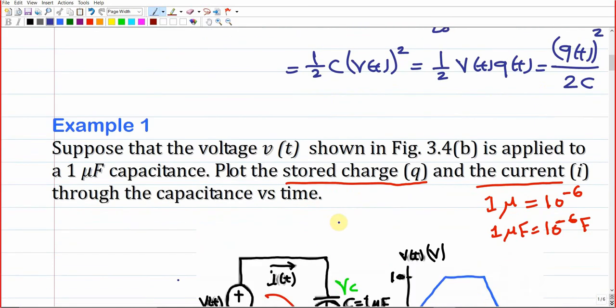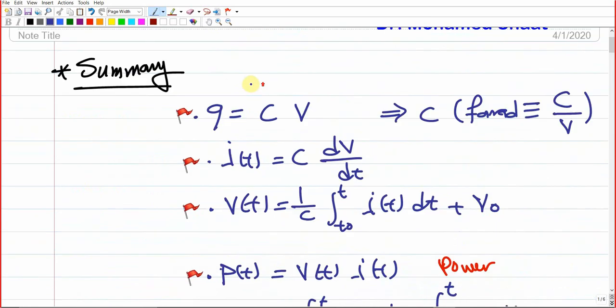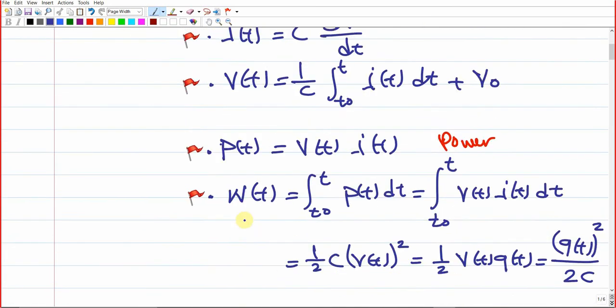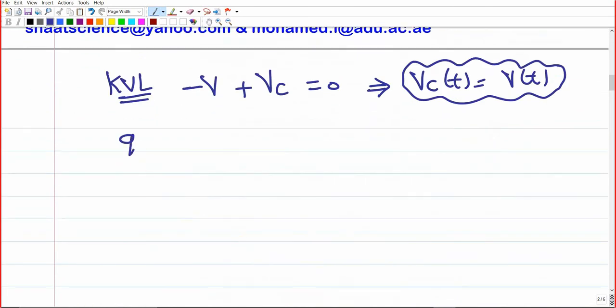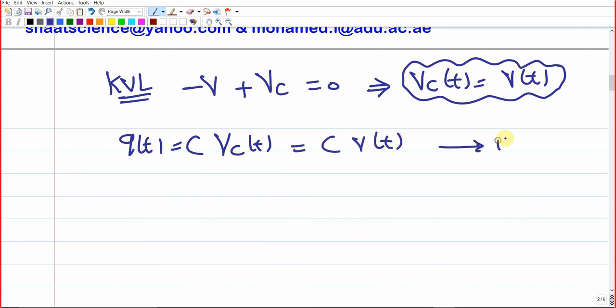Here two things are required. It is required to find the stored charge. It means that we have to find Q, so I have to use this expression, and the current. So these are the two equations that we're going to use. The charge Q of T should be the capacitance times the volt over the capacitor. How much is the volt over the capacitor? It is already V of T. So it's going to be C times V of T. This is the first equation.